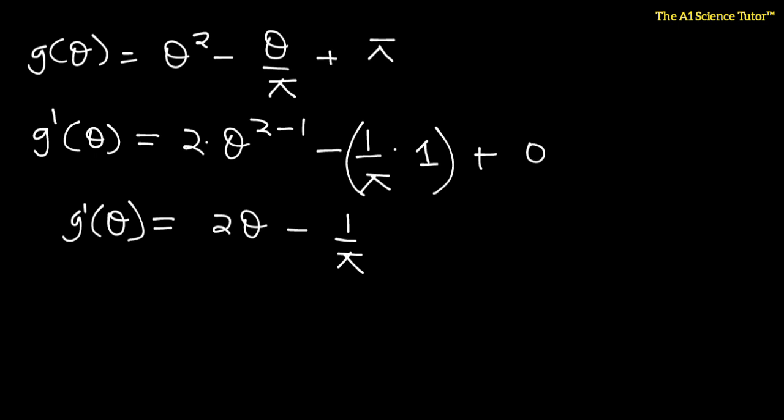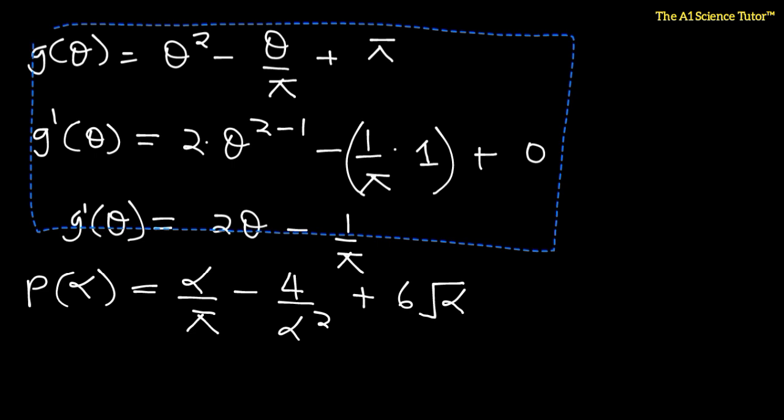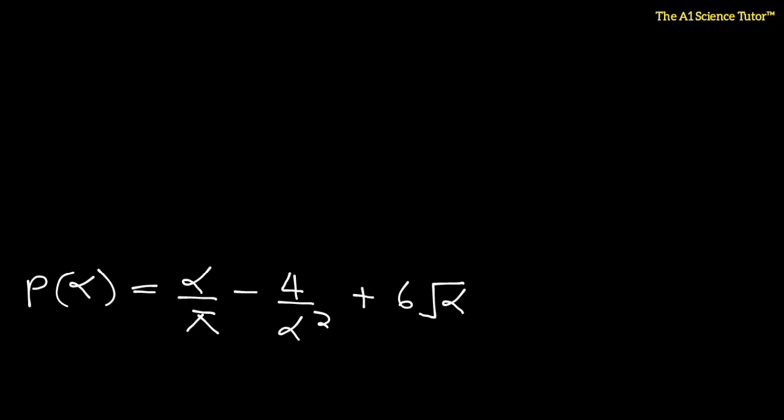Now try this one. Let's see, you have p of alpha, and this is equal to alpha over pi minus 4 over alpha squared, and this is plus 6 times the square root of alpha. How can you find p prime of alpha? Now this should come out very easy because we have done it in the previous example.